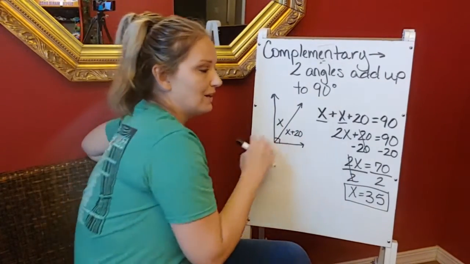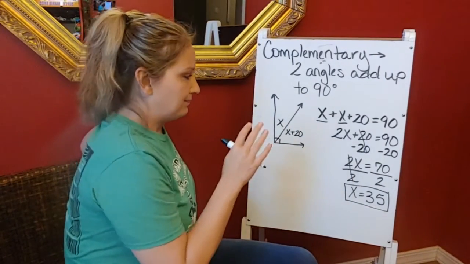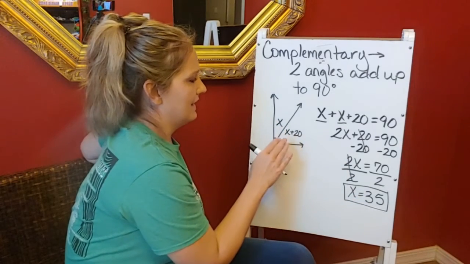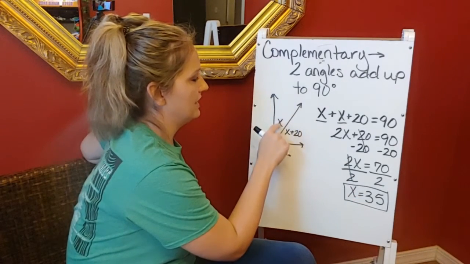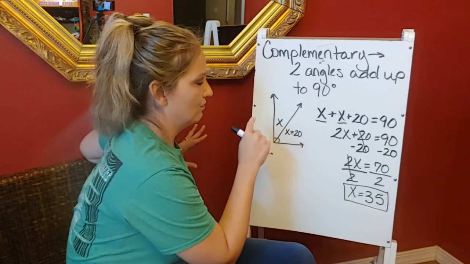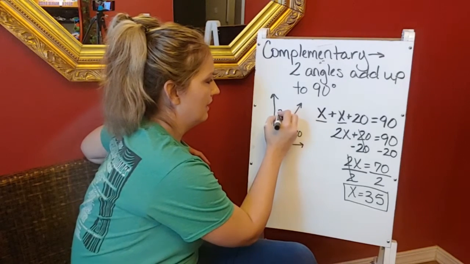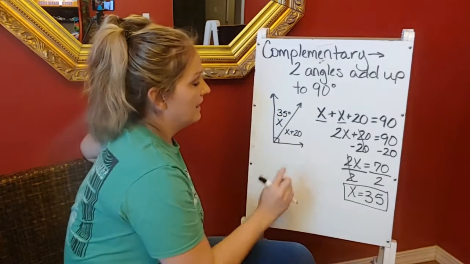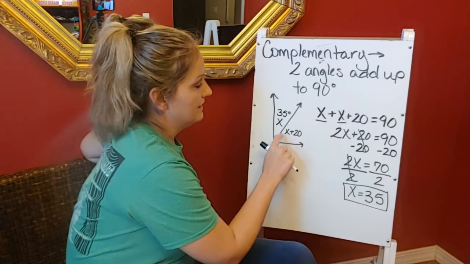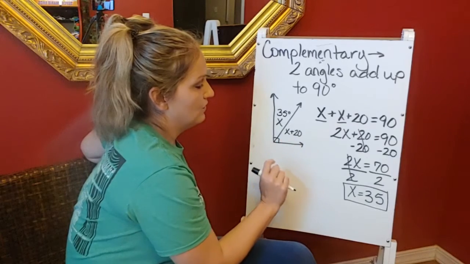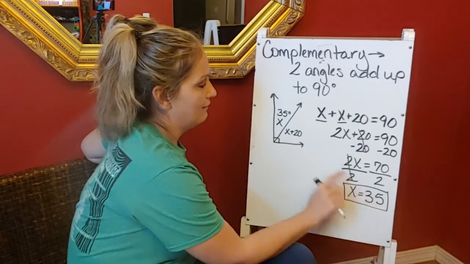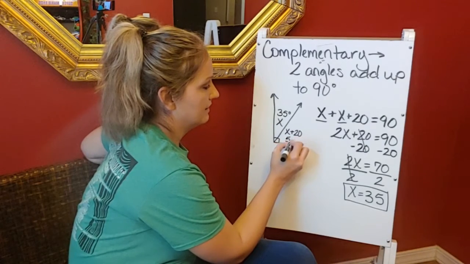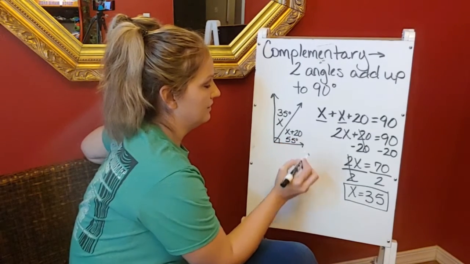And if I want to check my work, make sure that I've done this correctly, I'm going to substitute that 35 in wherever I see an x. So in this first angle, it's just a regular old x, no multiplying, no nothing. So that angle is just 35 degrees. This angle's measurement is x plus 20. So I'm going to take that 35 plus 20, and that makes this 55 degrees.